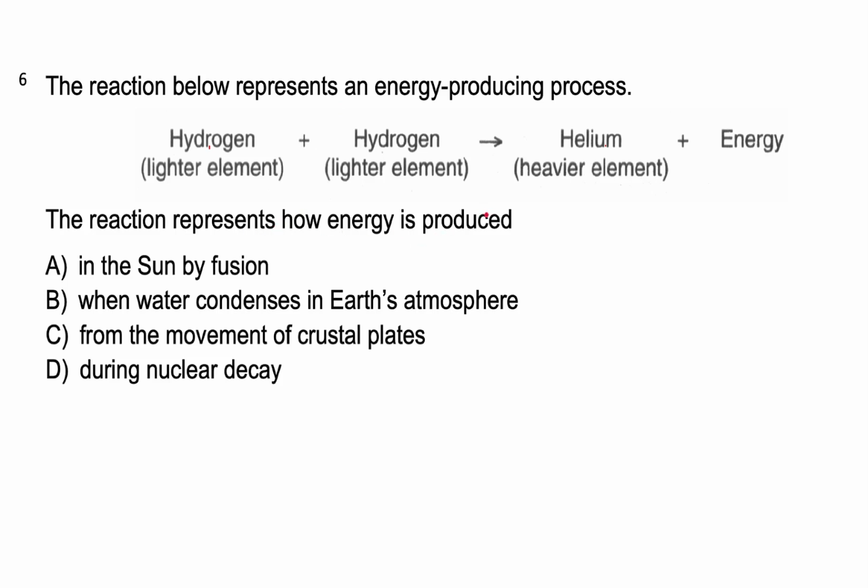Now, where is this energy being produced? I tell students, once you see hydrogen and helium, stars, that's the only place this is happening. It is not happening in nuclear decay. It is not the movement of crustal plates. It has nothing to do with when water condenses in the Earth's atmosphere. Once you see hydrogen and helium, stars. And notice they didn't use the word stars. They like to use sun. But you must remember the sun is a star, and it produces energy by fusion.